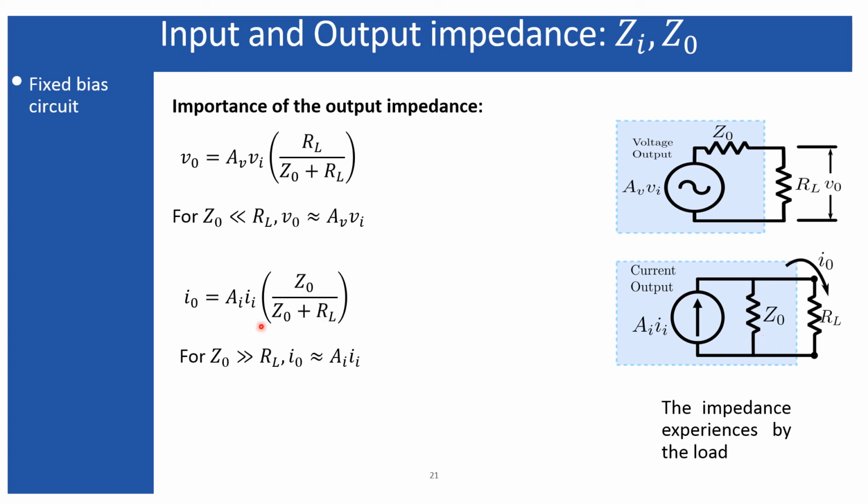So these are the importance of the input impedance and output impedance. Therefore we have to study the input impedance and output impedance. And next I'm going to find the input impedance for the fixed bias circuit.